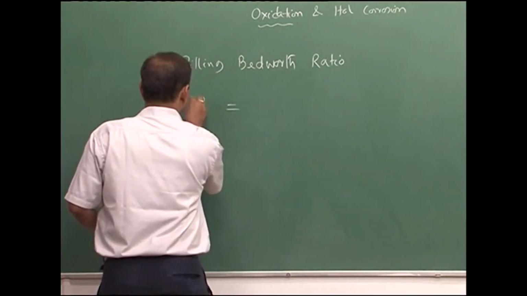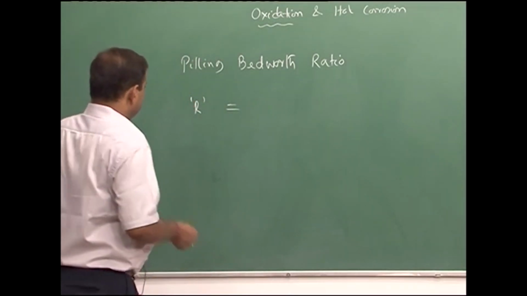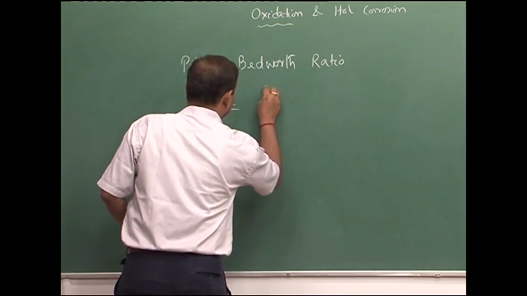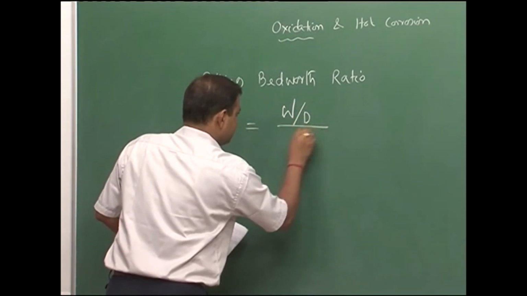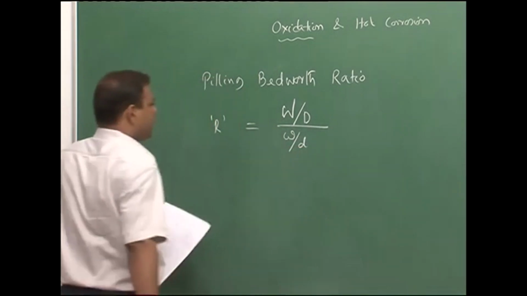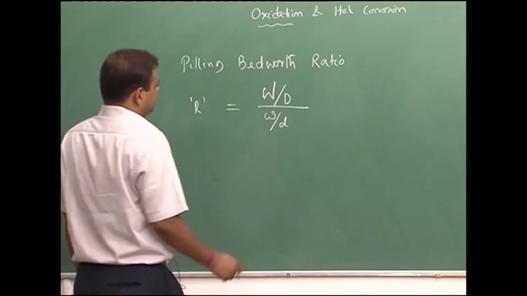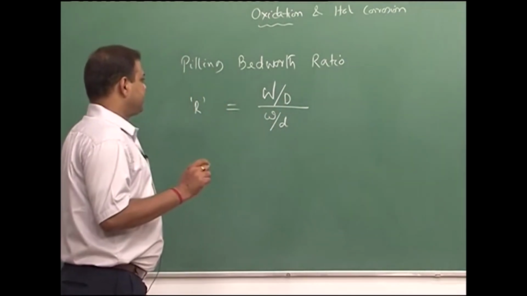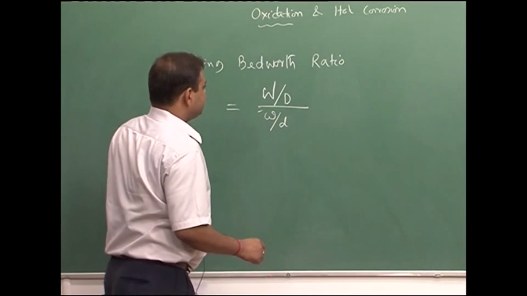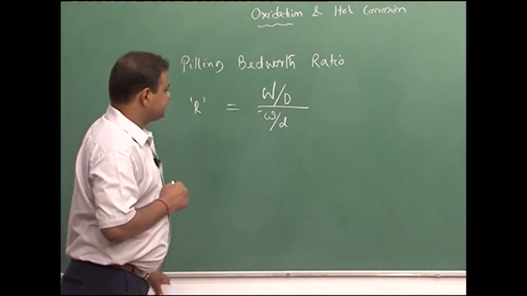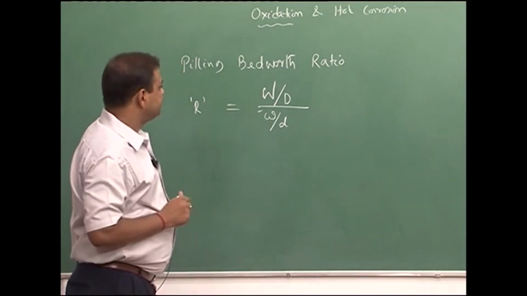This ratio is basically termed as R, and this is the ratio between the molar volume of metal oxide and the molar volume of metal. But here one thing is to be taken care of, that is this small w means the weight of metal which is getting oxidized, and this capital W is the weight of oxide.